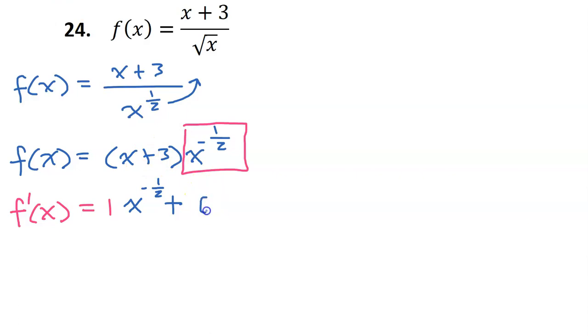So I'm going to copy down my x plus 3. And now I will take the derivative of x to the negative 1/2 power by putting the negative 1/2 in the front and then subtract 1 from the exponent. So I'm subtracting 2 over 2, so this will be negative 3 over 2.